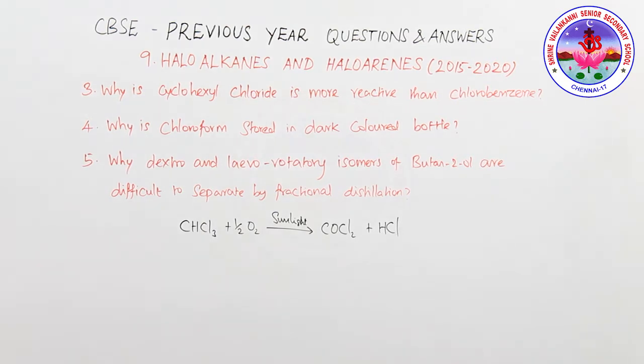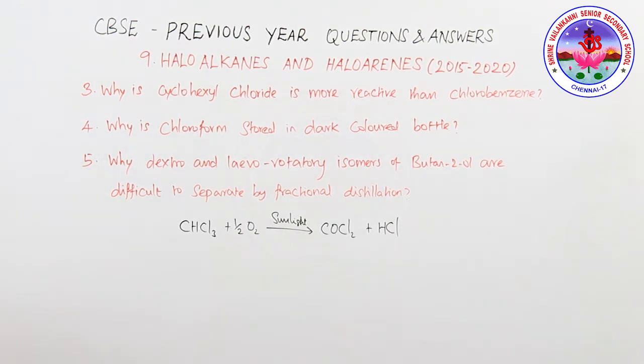The next is, why are the dextro and levo rotatory isomers of butan-2-ol difficult to separate by fractional distillation? Here, the boiling point and physical properties do not differ, but the optical rotation and biological properties differ.